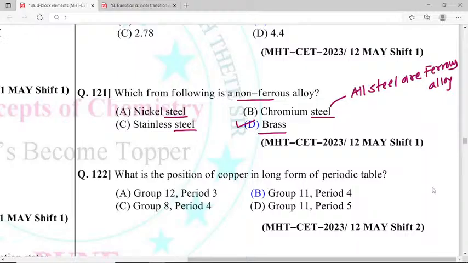What is the position of copper in the long form periodic table? Copper has the electronic configuration 3d10 4s1. So 10 plus 1 is equal to 11. So group number 11 and period number 4.